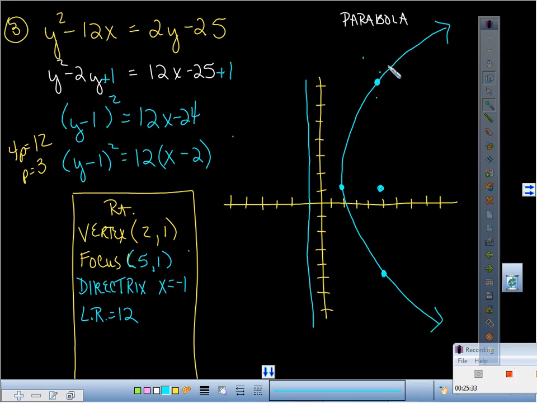Now I always draw the latus rectum. I know it's 12 units. Notice, y'all, this is the definition of it: a locus of points in a plane that are equidistant from a given point, so the distance from here to here and a given line, and here to here, are the same distance. Doesn't matter where I check it. Here to here, here to here.